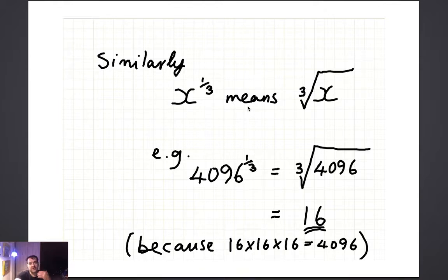And that's a rule that you can extend to further roots and fractional powers. So x to the power of a third means the same as the cube root of something. So for example, if you see 4096 to the power of a third, it means the same as the cube root of 4096. And the cube root of 4096 is 16, because that's the number that you need to multiply by itself and by itself again to get 4096. So 16 times 16 times 16 again is 4096. So the cube root of 4096 is 16.